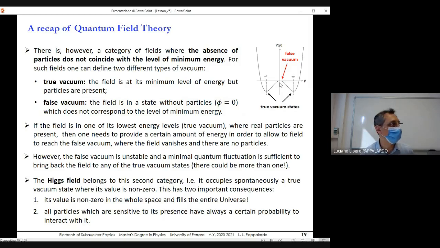And this has two important consequences. First of all, its value is non-zero in the whole space. It is either plus B or minus B. And so the Higgs field fills the entire universe with a non-zero expectation value. This is the first conclusion. The second, all particles which are sensitive to its presence always have a certain probability to interact with the Higgs field, because it is non-zero. It is always there, always present.